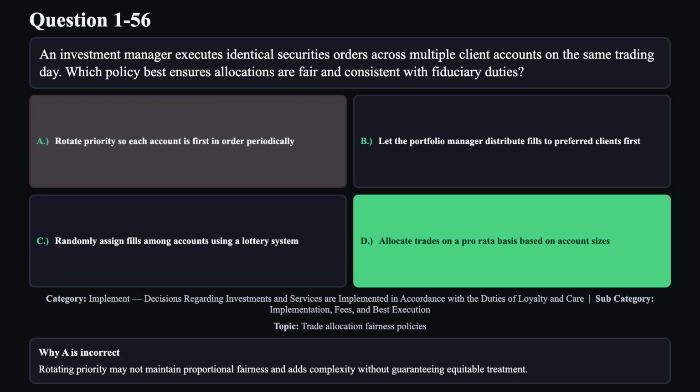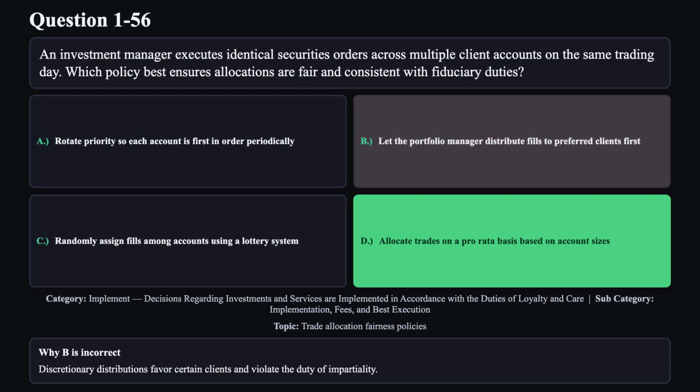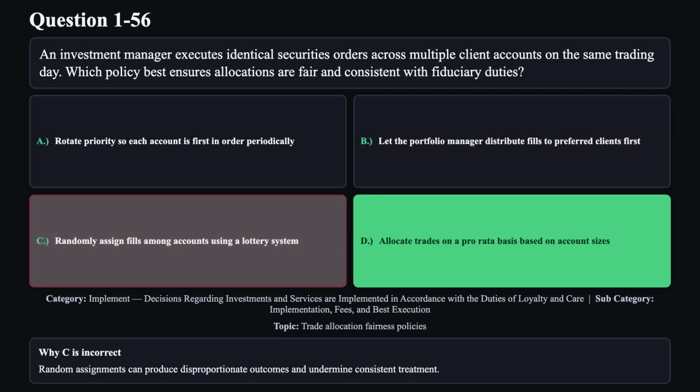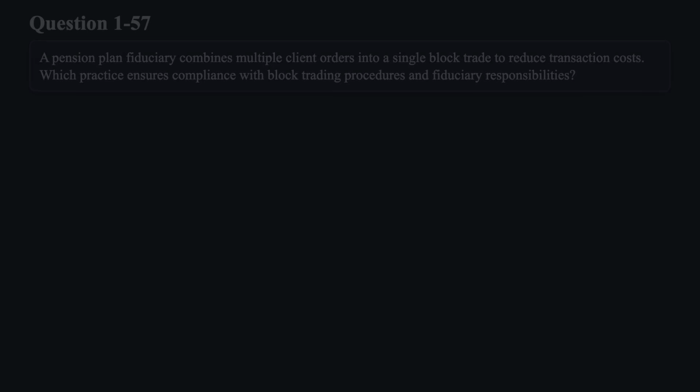Reason A is not correct. Rotating priority may not maintain proportional fairness and adds complexity without guaranteeing equitable treatment. Reason B is not correct. Discretionary distributions favor certain clients and violate the duty of impartiality. Reason C is not correct. Random assignments can produce disproportionate outcomes and undermine consistent treatment.